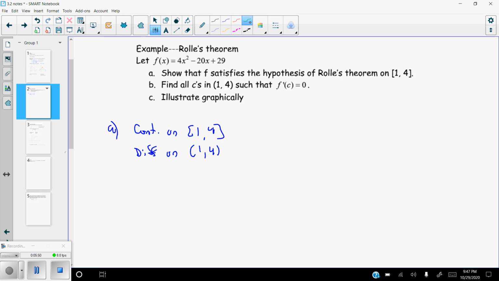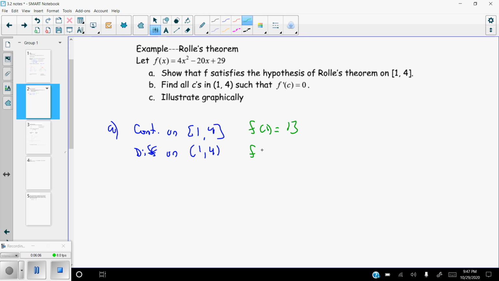Well, let's see. f of a is f of 1. a is your left endpoint. So if I plug 1 in there, plugging a 1 in is going to give me 4 minus 20, which is negative 16, plus 29, which is 13.